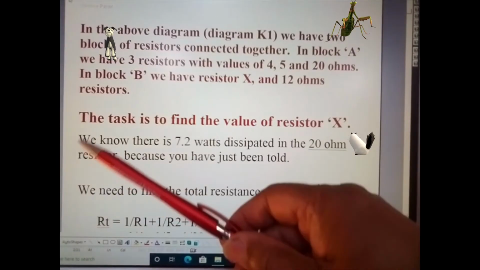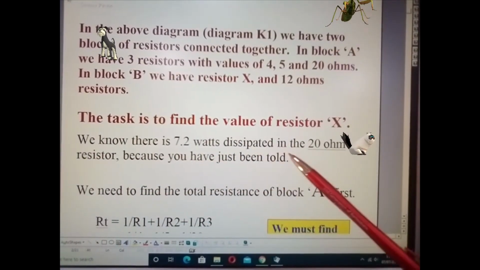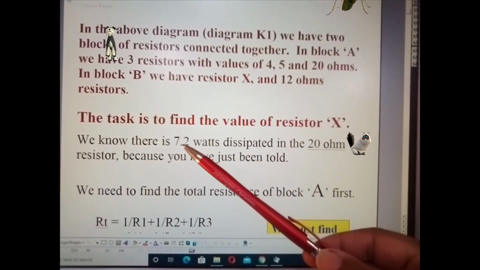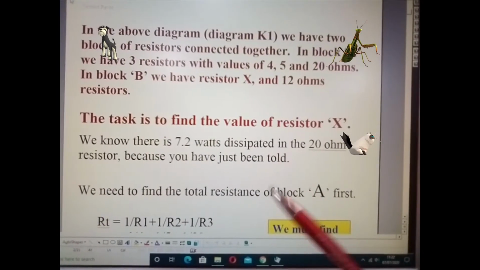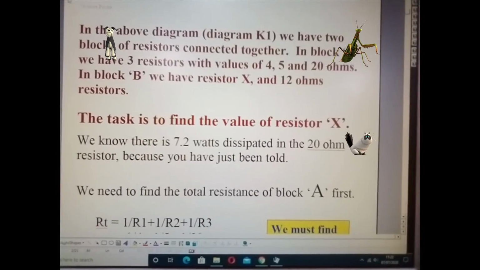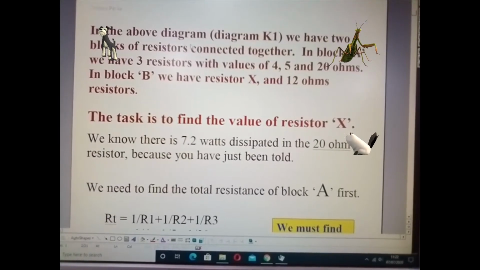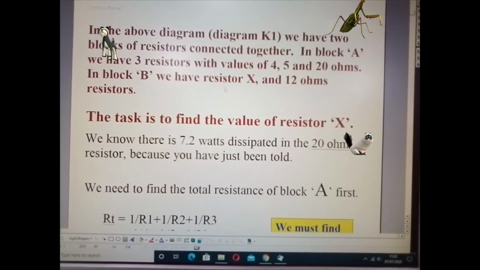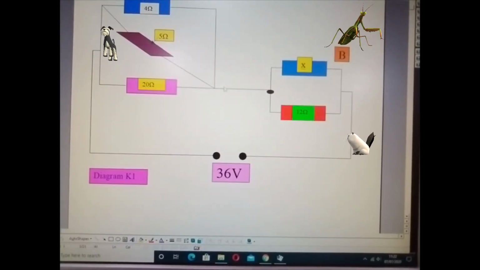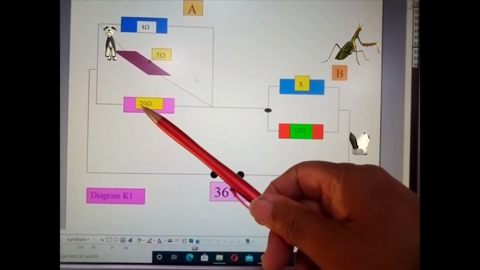Okay, right, so what I'm now telling you, my apologies again, is that we know there's 7.2 watts dissipated in the 20 ohm resistor, because you have just been told that. And where, or what block, is the 20 ohm resistor in? That is the question now for me. So let's go back a little bit again and have a look. Where is the 20 ohm resistor? And our 20 ohm resistor is in block A, okay?